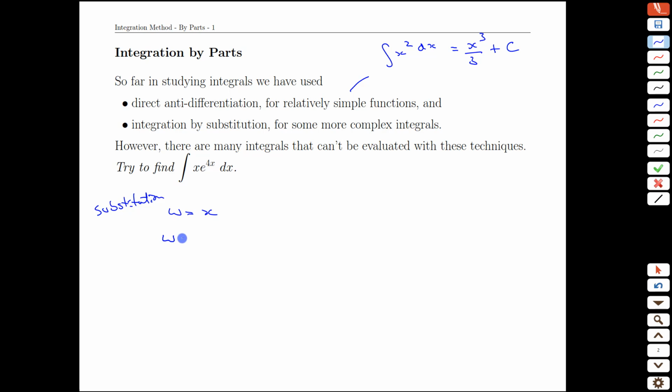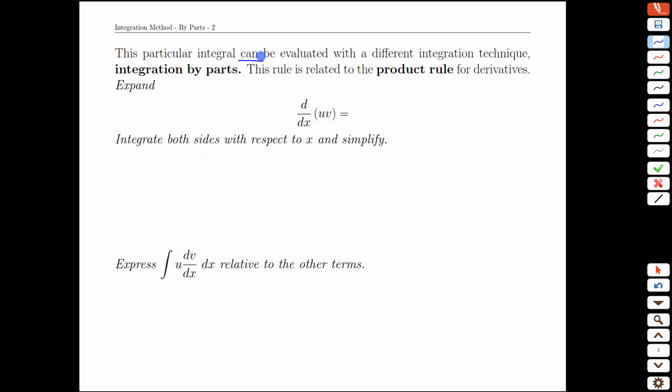The other option might be e to the 4x, but we would not be able to cancel that x out front. We wouldn't have that classic substitution pattern of an inside function and the derivative outside. So neither here leads to a simpler integral. And so we need a new technique. This particular integral can be evaluated using something called integration by parts, which we'll introduce here.